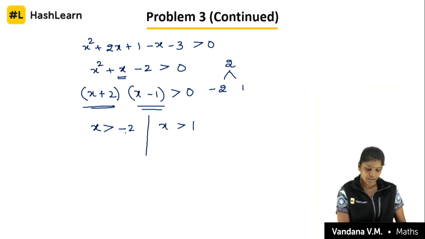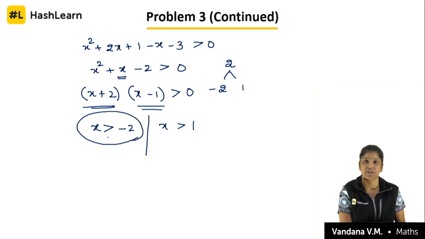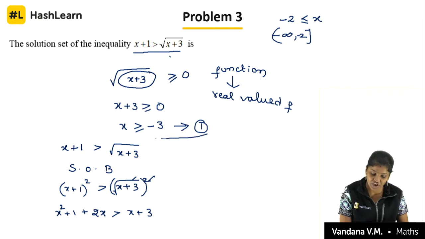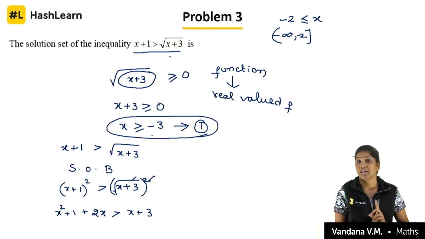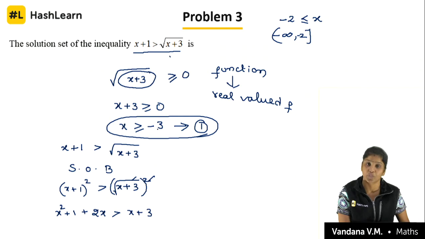But x is greater than minus 2 means from where will it start? Minus 3, minus 4, minus 5, like that. But what is my condition? x value should never be less than minus 3, it should be greater than.